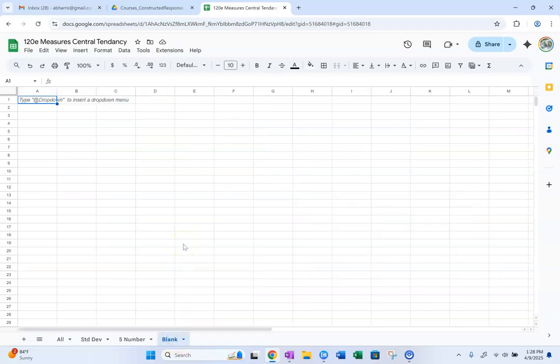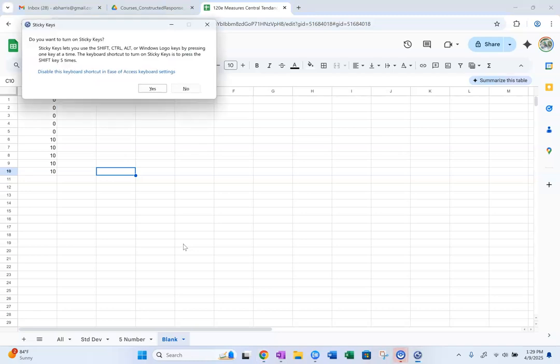All right, I'm going to put my data in. I'm just going to put it into column A. I had 5 zeros. And then I had a 10, a 10, a 10, 10, and a 10. So I put my data in. Notice my data is in column A1 through A10, right? So I'm going to go over here.